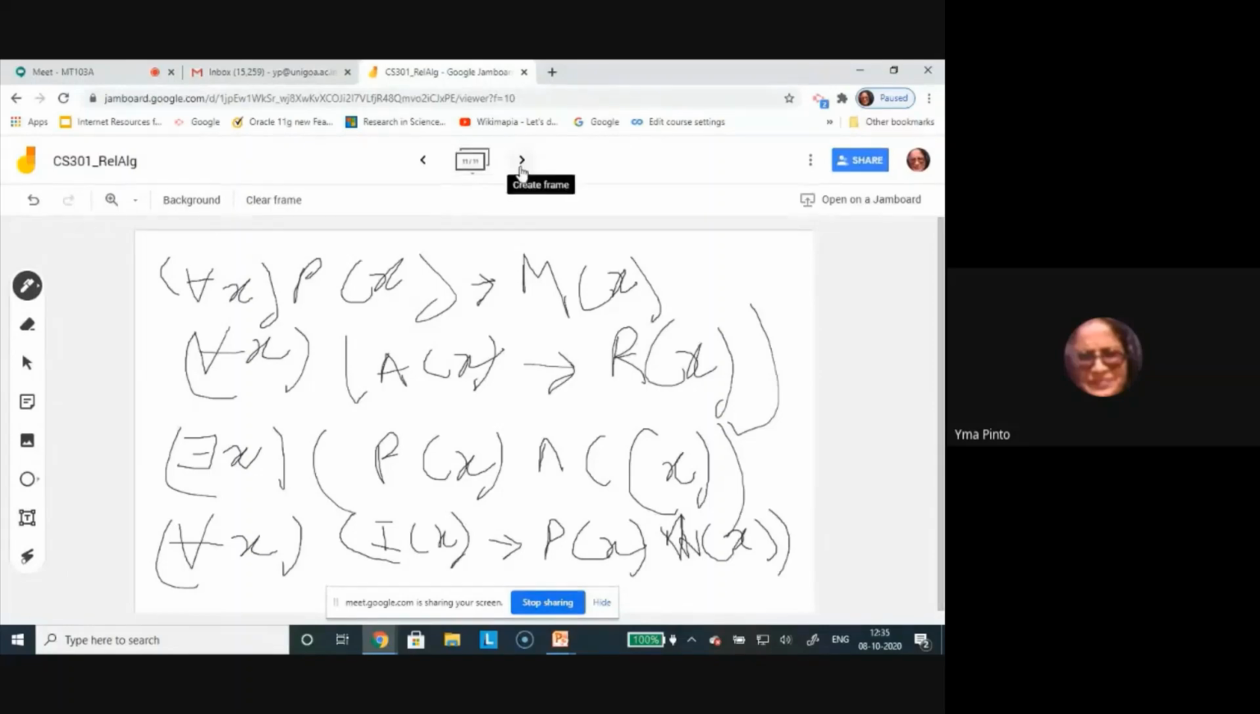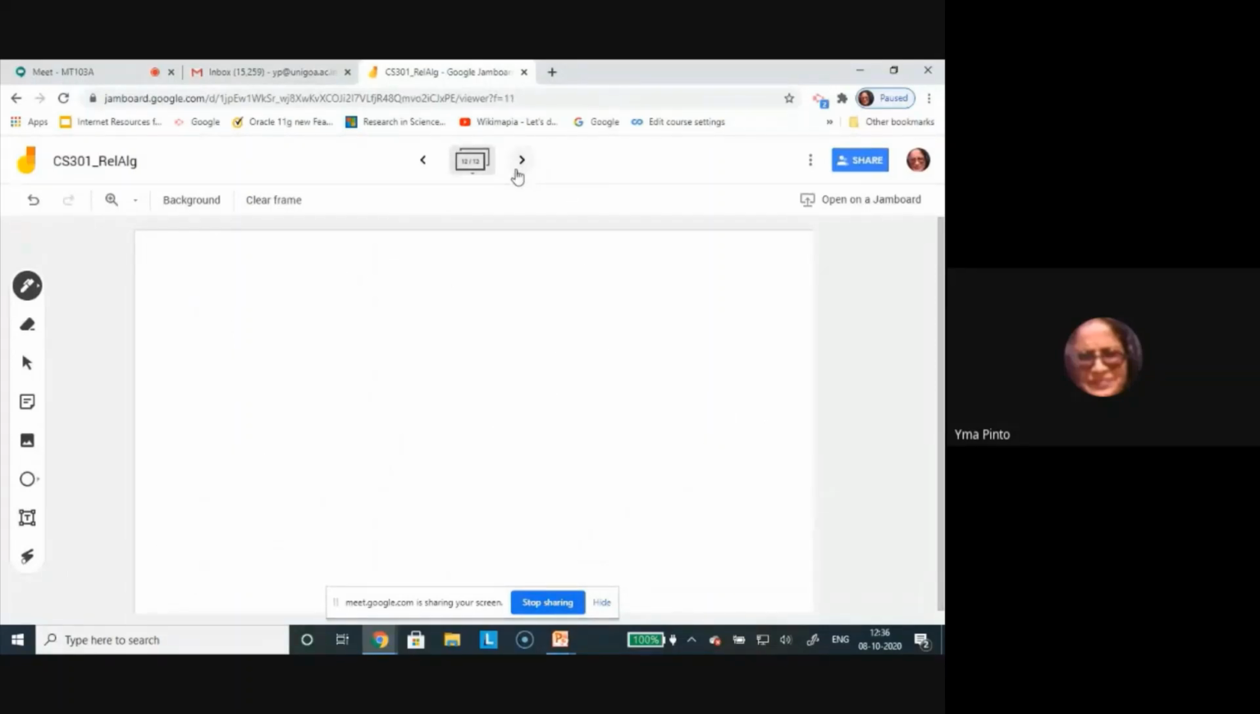Let's look at one more concept. We won't solve any tuple calculus problems today. We will solve them in the next class. And if this becomes a problem with the Jamboard integration, I will think of some other way of doing this.